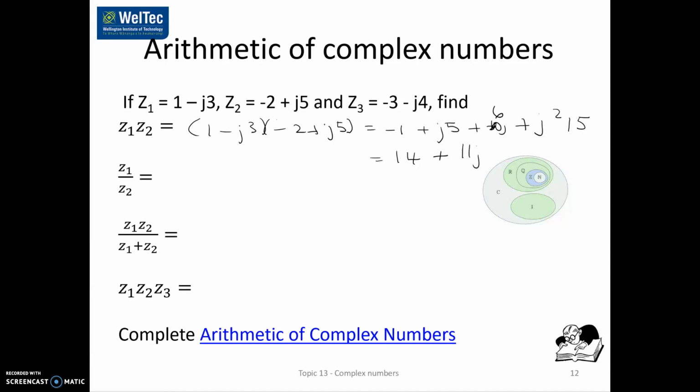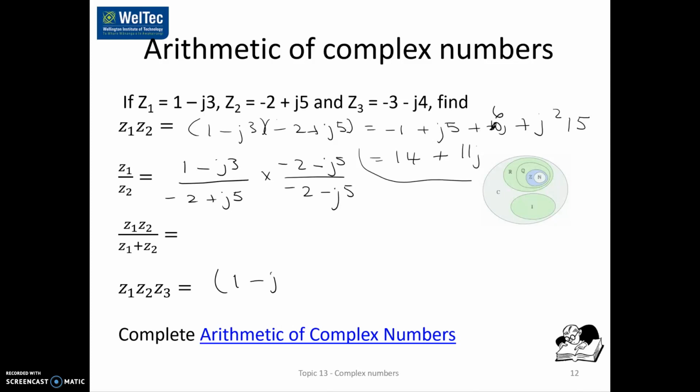Doing the division would be 1 minus j3 divided by negative 2 plus j5, which means you need to multiply that by the bottom line, which would be negative 2 minus j5 divided by negative 2 minus j5. And I haven't got enough space in there, but you could do that by multiplication. There's no difficulty in multiplying three things together. It would be no more difficult than multiplying three brackets together.